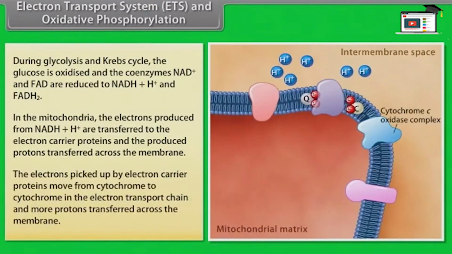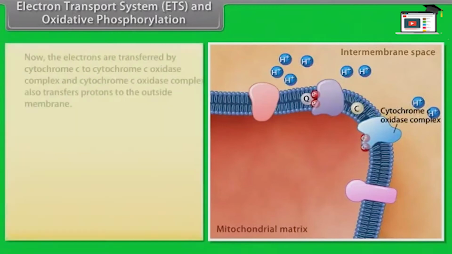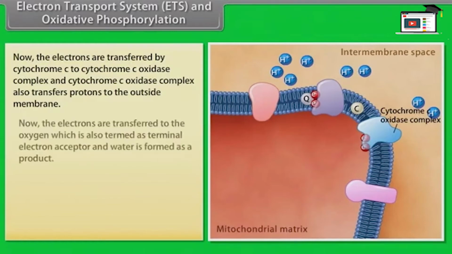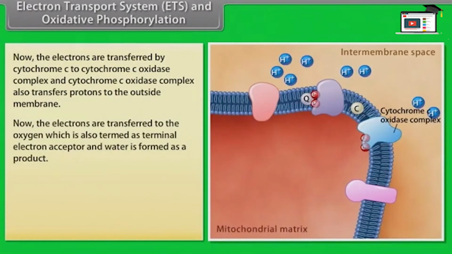The electrons picked up by the electron carrier proteins move from cytochrome to cytochrome in the electron transport chain, and more protons are transferred across the membrane. Now the electrons are transferred by cytochrome C to cytochrome C oxidase complex, and cytochrome C oxidase complex also transfers protons to the outside of the membrane. Now the electrons are transferred to the oxygen, which is also termed as terminal electron acceptor, and water is formed as a product.